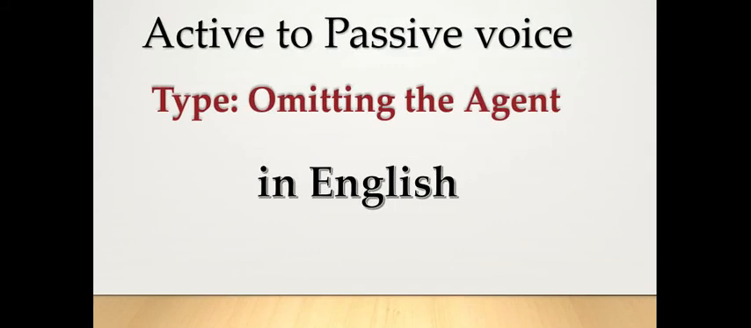Dear students, today we are going to see how to change active voice sentence to passive voice. We have already seen the basics of active and passive voices, the fundamental rules, and also we have already seen the first type, request. This is the third one, called omitting the agent.